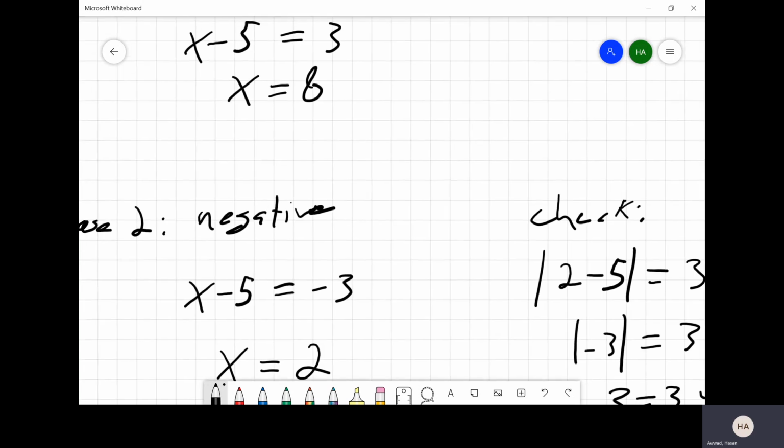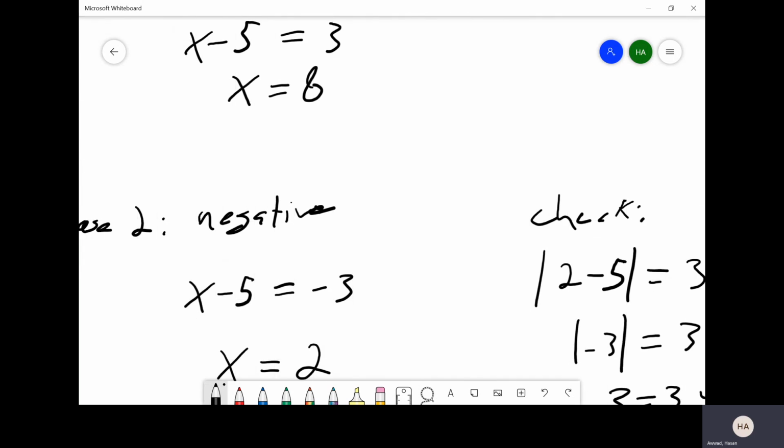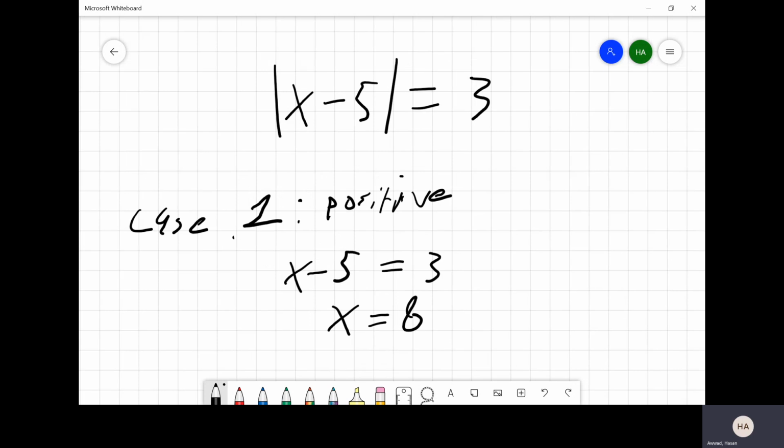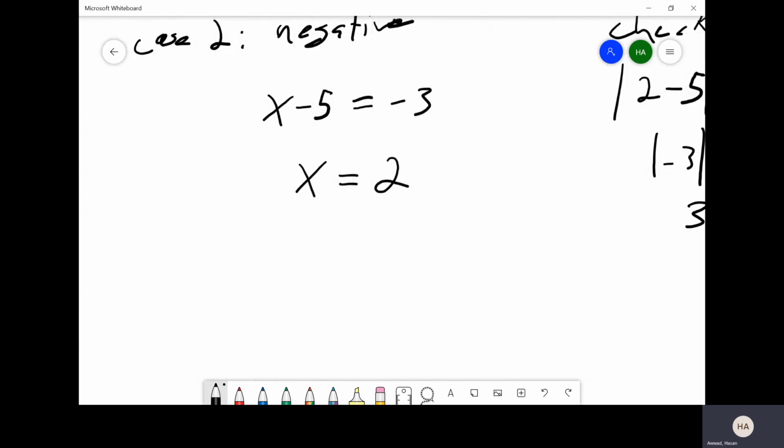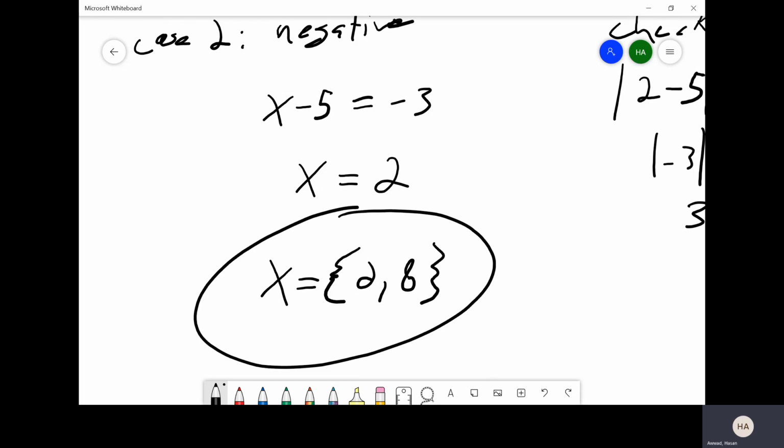So we see that we actually end up with two different solutions, even though we only have a highest power of 1 here. And the reason that we're getting two different solutions is because we can either have a 3 or a negative 3 inside of the absolute values. So our final solution that we get here when we write our solution set is x is equal to, and then curly braces, 2, 8, because again, either 2 or 8 will make the equation true. Okay? So let's go ahead and move on to another example together.